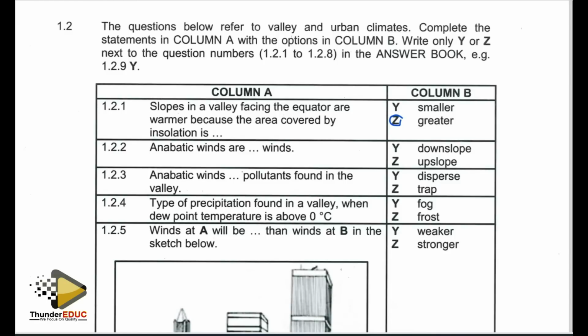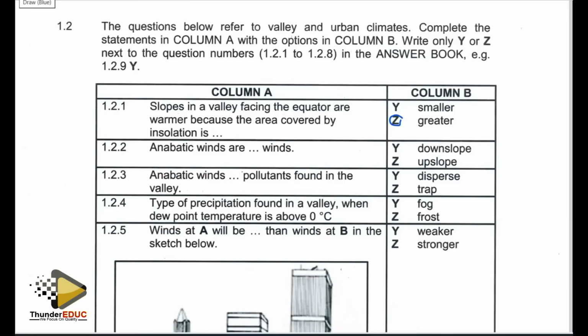We go to number 122. Anabatic winds are dash winds. You need to distinguish between anabatic and katabatic. We know those are typical valley winds. It's also a microclimatic environment. When we talk of anabatic, we are looking at the day winds, which are upslope winds. Anabatic winds happen during the day. They blow from the valley floor going to the valley sides. And the opposite is true with the katabatic winds. They are night winds that flow towards the valley floor from the valley sides at night.